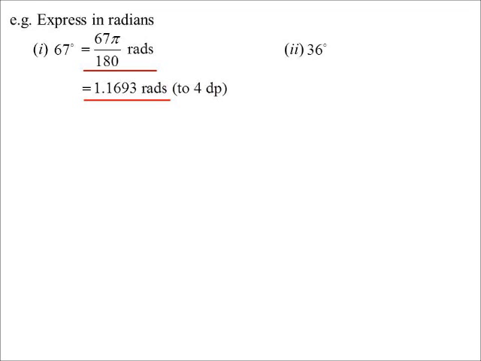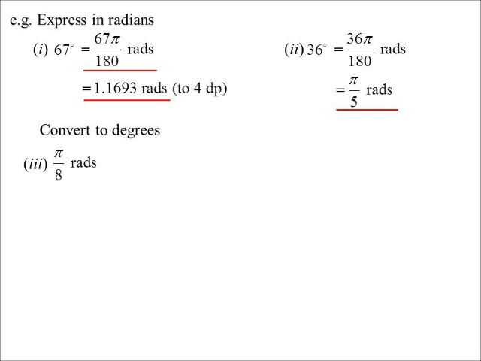36 degrees would be 36 pi on 180. That fraction simplifies down, we get pi on 5. And if I want to go the other way around, instead of multiplying by pi on 180, multiply by 180 on pi. And for pi on 8, we get 22.5 degrees. You don't have to have pi in the measurement. It just often is there a lot to make calculations easier.